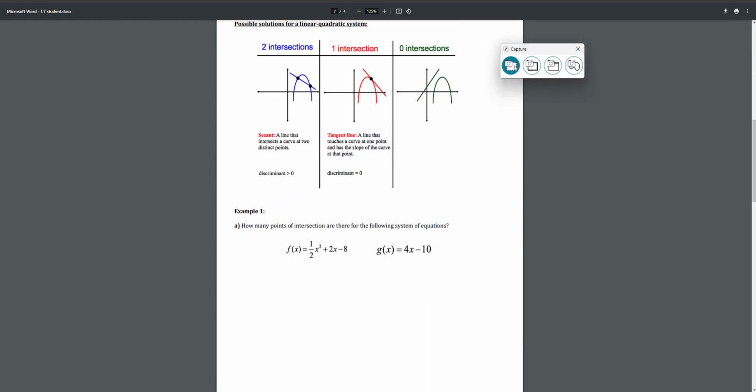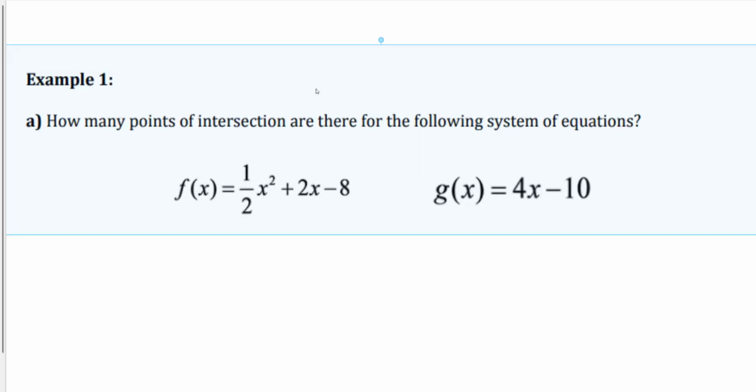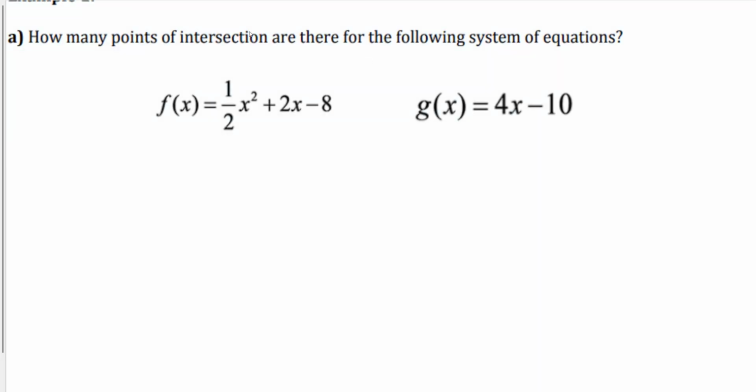So let's do example 1. All right, example 1. We got f of x equal to this, g of x equal to that. All you got to do is write equation number 1, write equation number 2, and put a nice big equal sign between them. And that's your first step. Second step, move everything to one side.